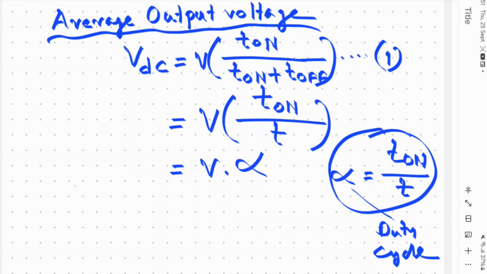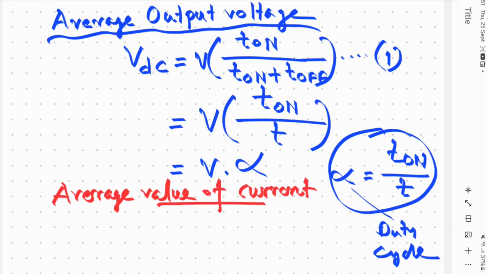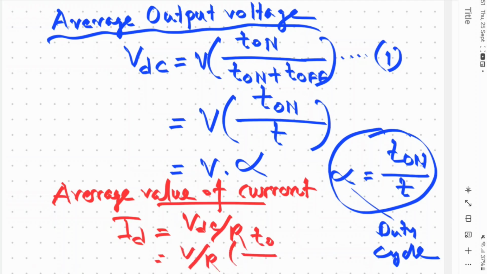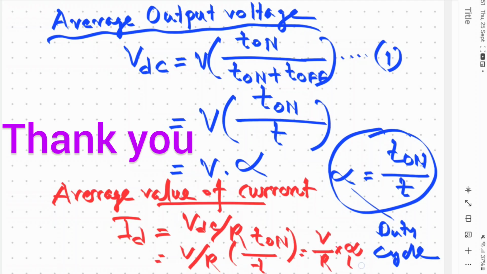Now the average value of current we can find out: IDC is equal to VDC by R, that is V by R into T on by T. So that is V by R into alpha. This is equation number 2.